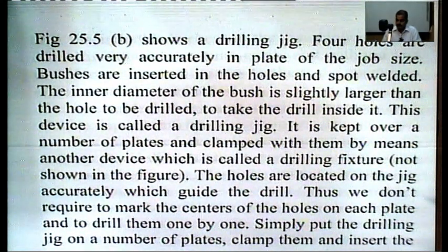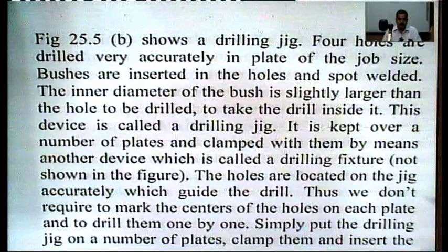As shown in figure, 4 holes are drilled very accurately in a plate of job size. Bushes are inserted in the holes and spot welded. The inner diameter of the bush is slightly larger than the hole to be drilled to take the drill inside. This device is called a drilling jig. It is kept over a number of plates and clamped with them by means of another device which is called a drilling fixture. The holes are located on the jig accurately, which guide the drill.